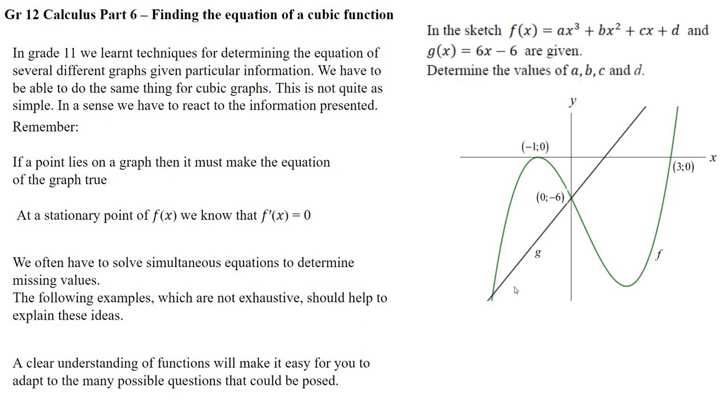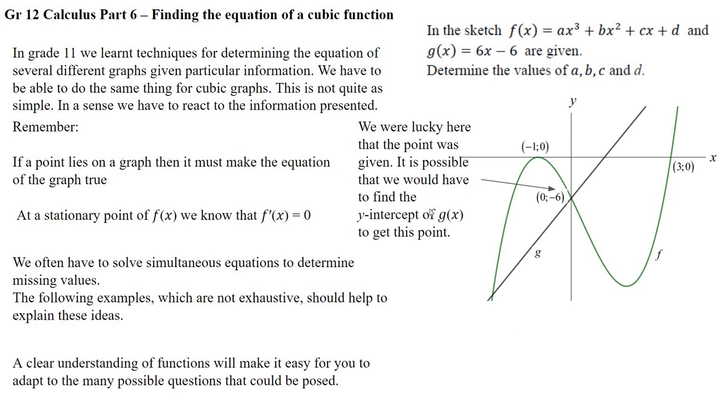Okay. Well, say you were given this. You were told that this green thing here is a function, f of x, and it's a cubic function. But we don't know a, we don't know b, we don't know c or d. But we do know the line, g of x equals 6x minus 6. How could you figure out a, b, and c, and d?